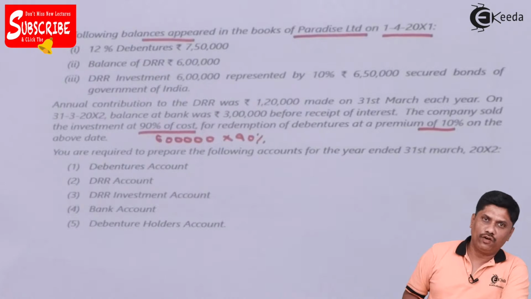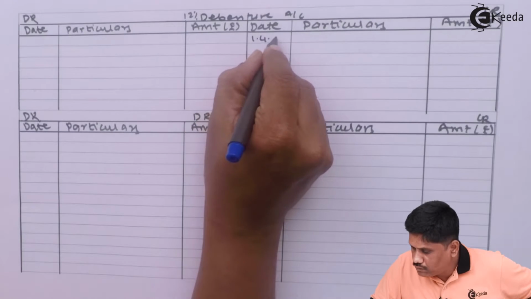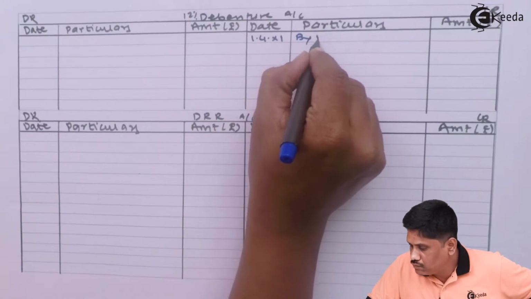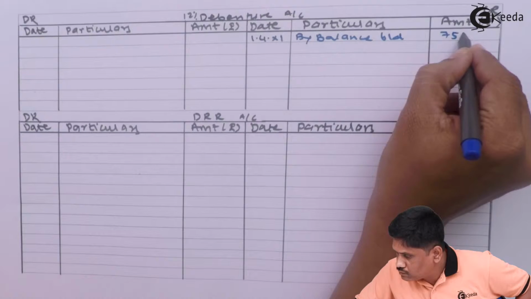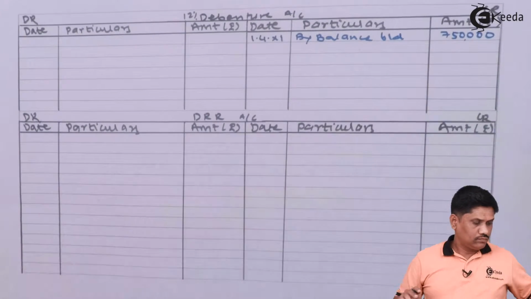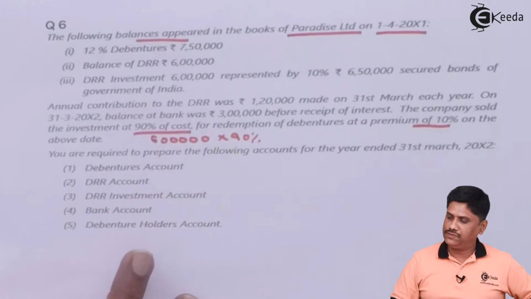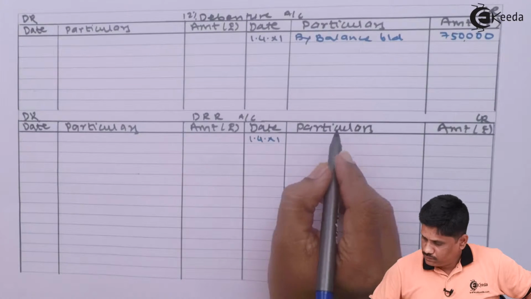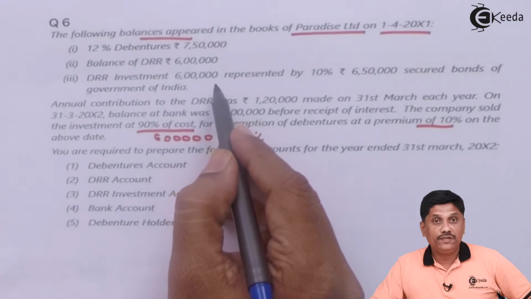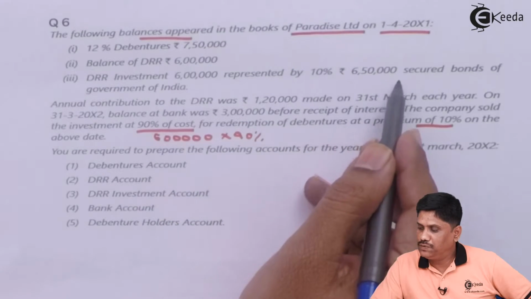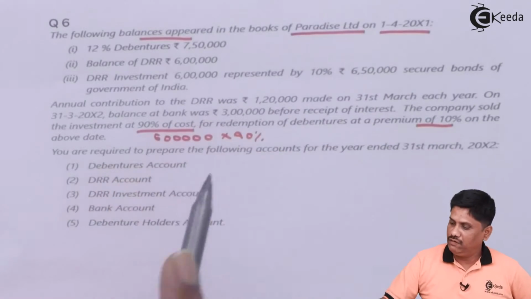Friends, now we are ready with our formats. I need to write these opening balances on 1st April 2000. 7,50,000 was the balance of debentures. In the DRR account the balance was 6 lakh rupees, opening balance. DRR investment 6 lakhs rupees represented by 10% rupees 6,50,000 secured bonds of Government of India. So we are having investment of 6 lakhs.